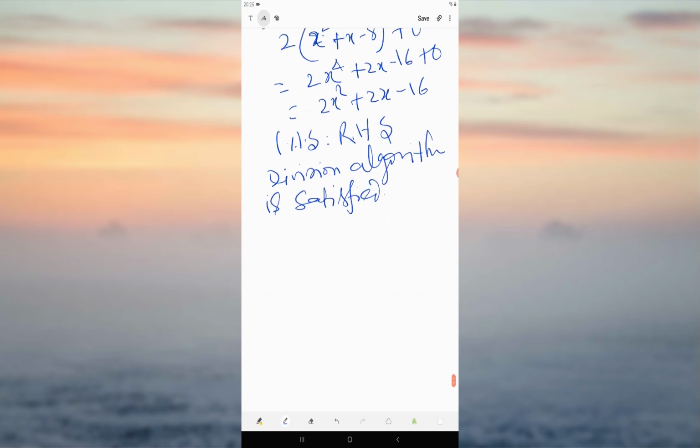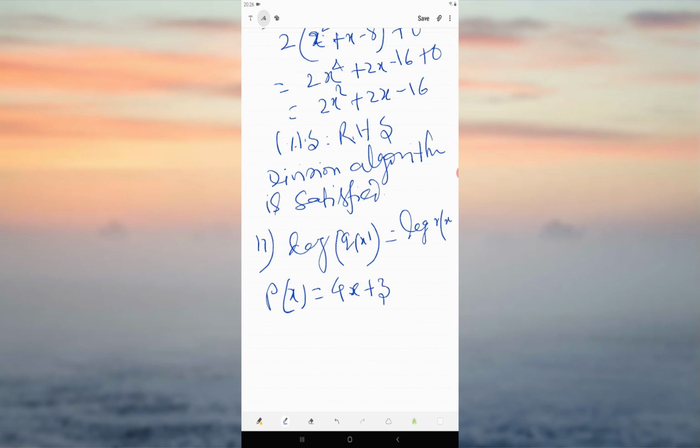So let's move on and do the second problem. So what is the second problem? The second problem is degree of q(x) is equal to degree of r(x). So we will need to make such a condition. So let's take p(x) as, that is the polynomial, as 4x plus 3.